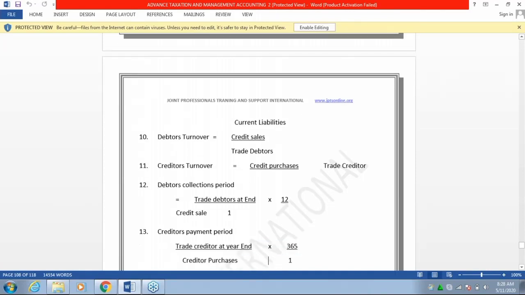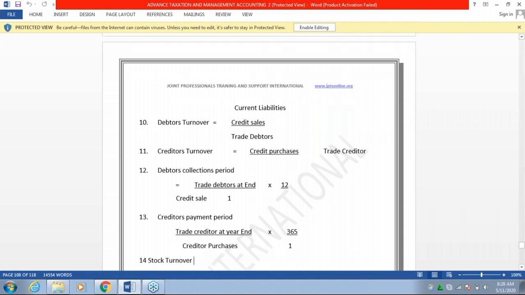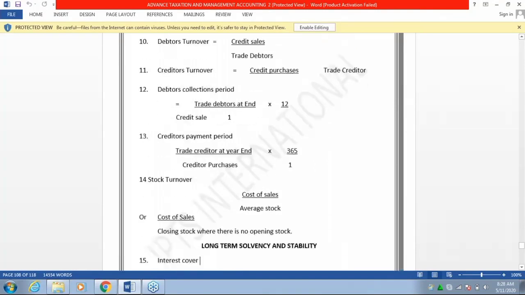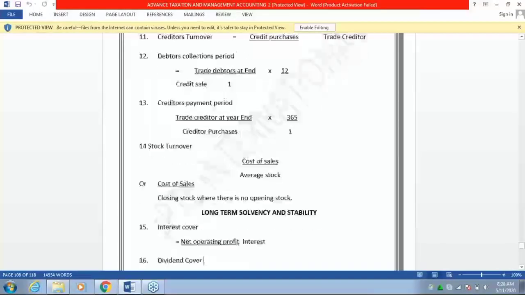When we are talking of this debtors collection period, that is the trade debtors at the end of the account all over credit sales multiplied by 12, because the account is run for 12 months. That is why we use 12 here. We don't use 100. Then we have the creditors payment period. That is the trade creditors at the year end all over credit purchases multiplied by 365 days. Then we have the stock turnover. That is the cost of sales all over average stock, or the cost of sales all over closing stock where there is no opening stock.